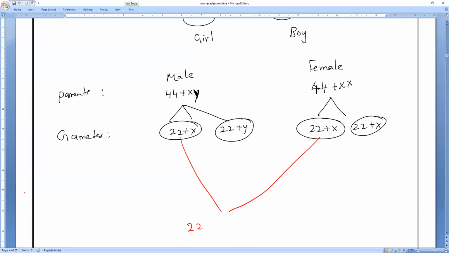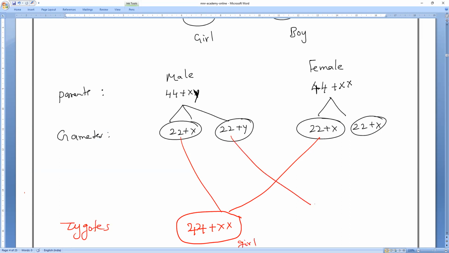So 22 plus X, 22 plus X, again what will happen? 44 plus XX. So we'll get what? Everybody, girl or boy? Yes, girl. It is a girl.